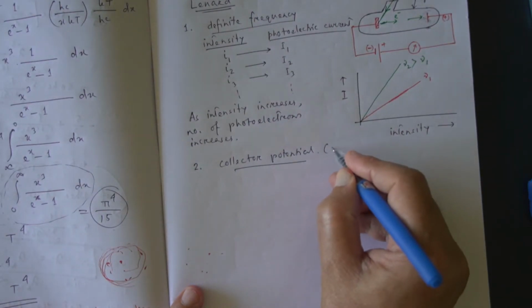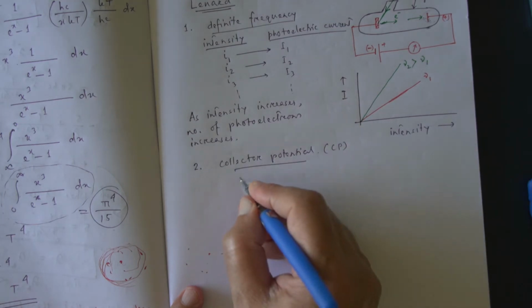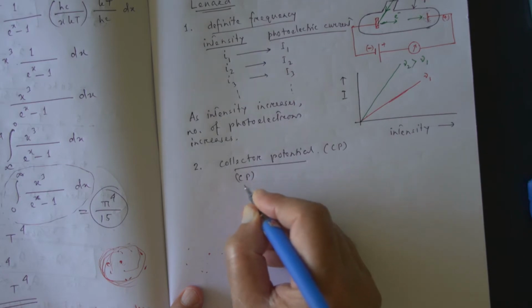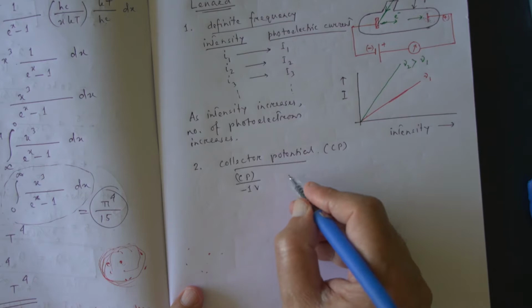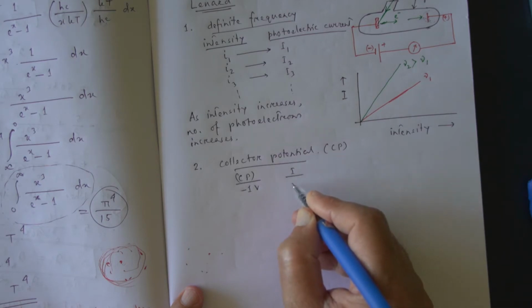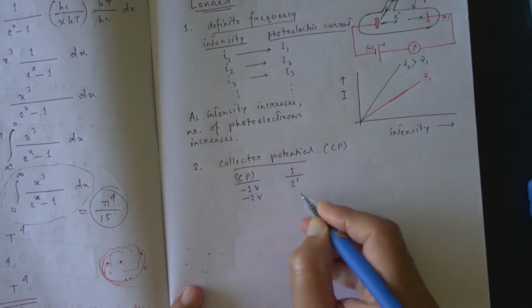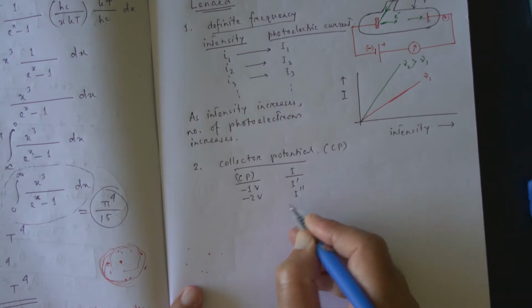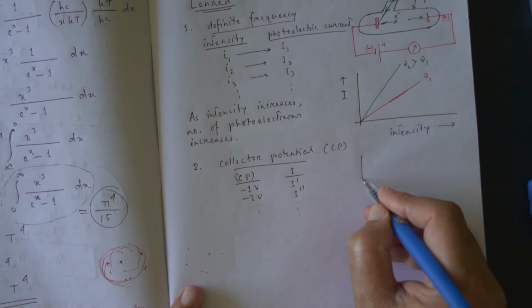So collector potential, let me write it like this, Cp. Say when the collector potential is, just assume, -1 volt, the photoelectric current is, say, I dash. At -2 volt, the photoelectric current is I double dash, and so on. Then again he plotted this graph.